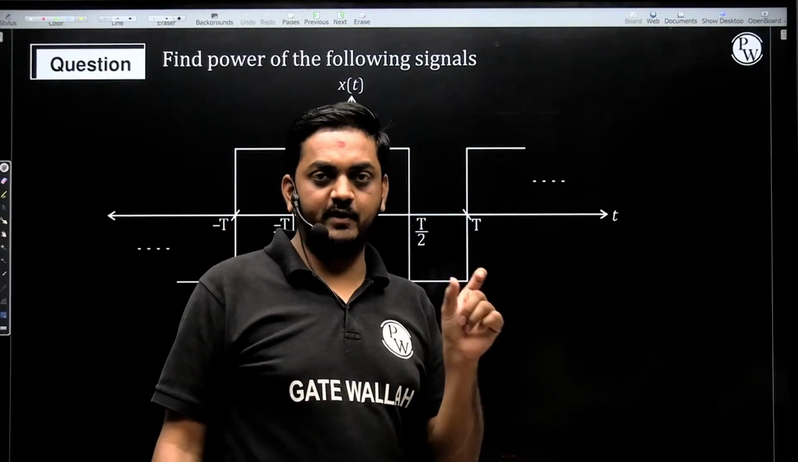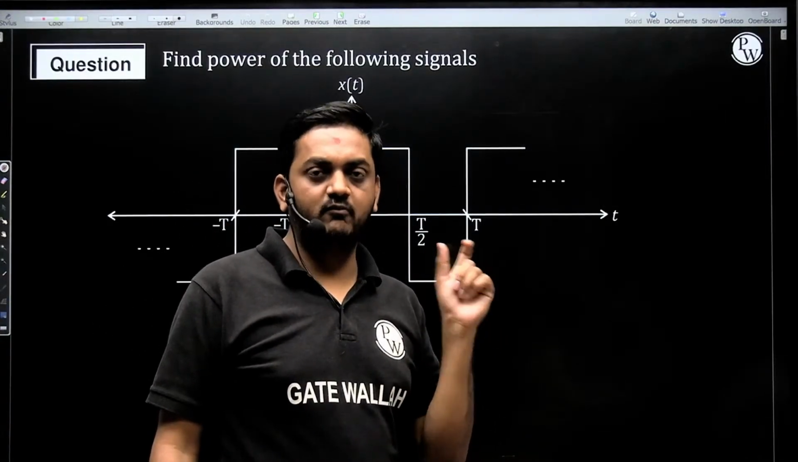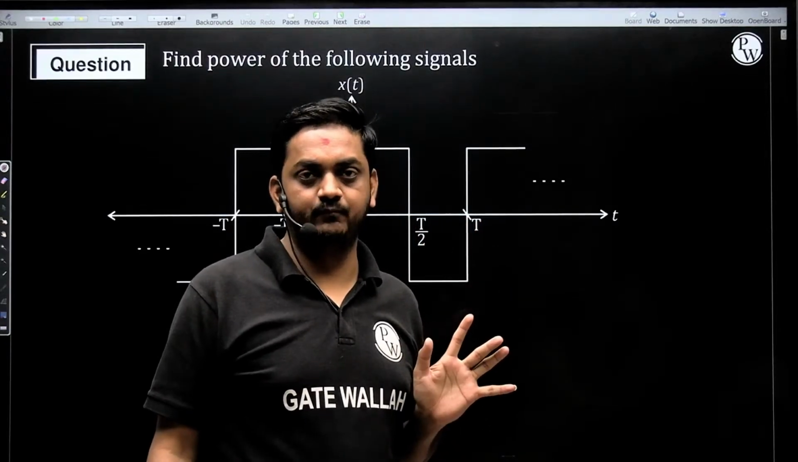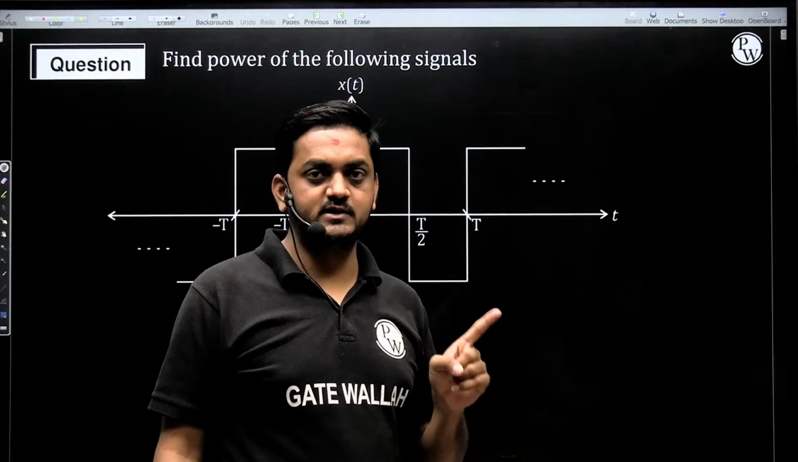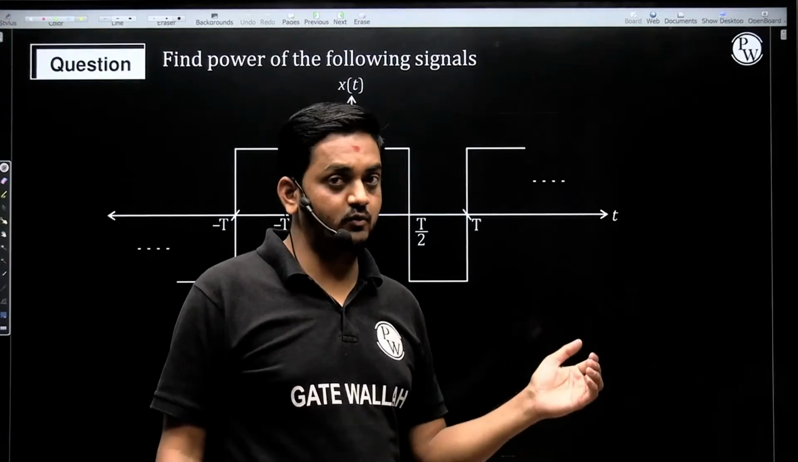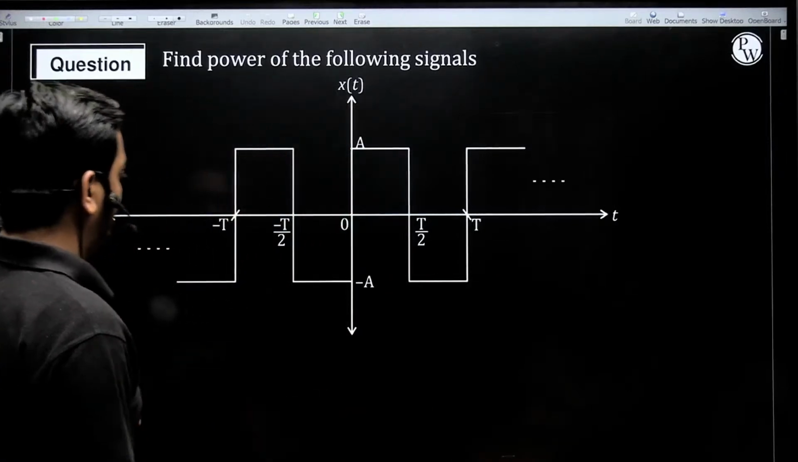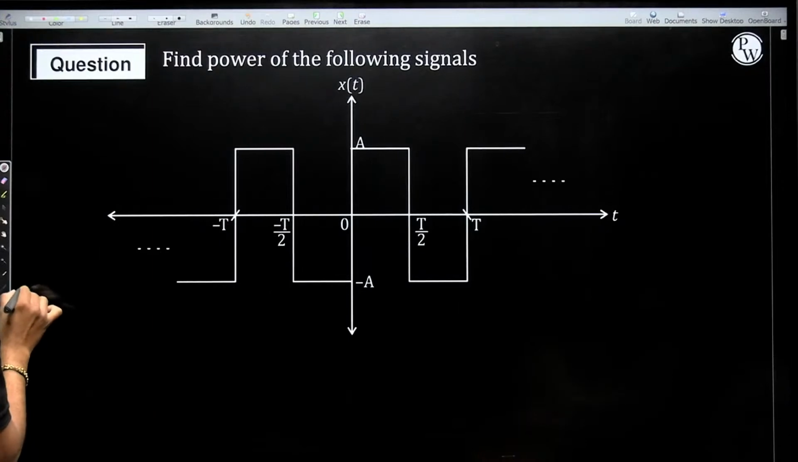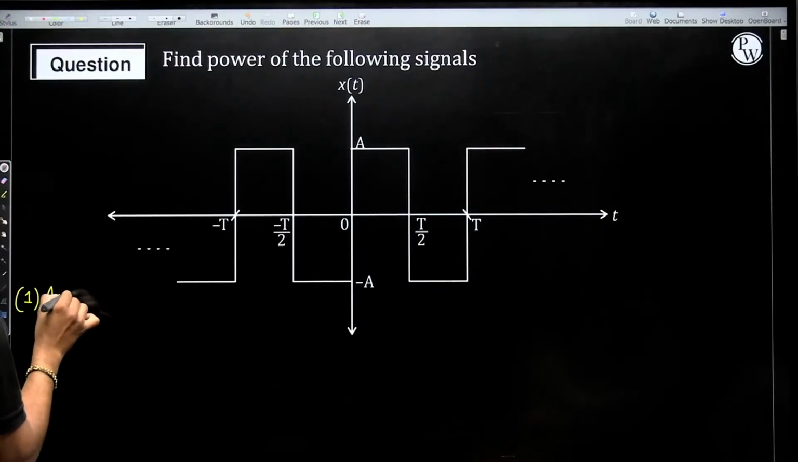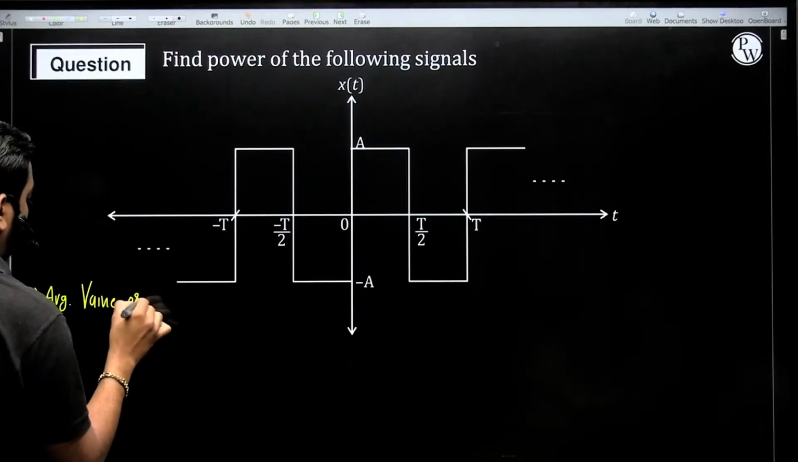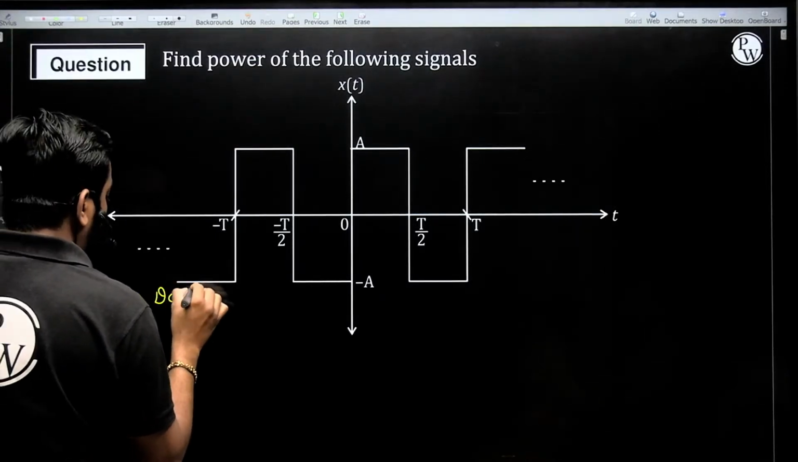Energy of x of t over a fundamental period. Find the energy of this x of t for one cycle divided by the fundamental period. So first we will find the average value or DC value or mean value. Then we will find the average power. Then we will find the RMS value also and total energy also, guys. Okay, so let me first calculate the average value or DC value.